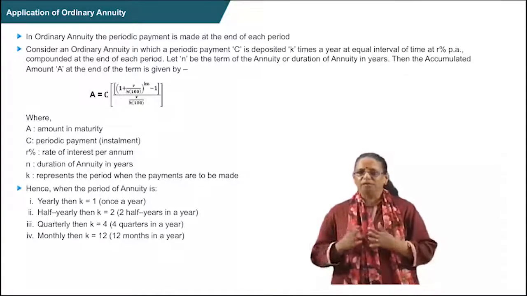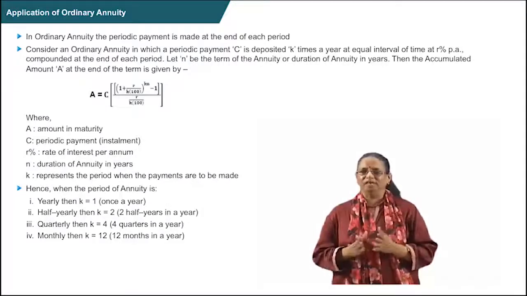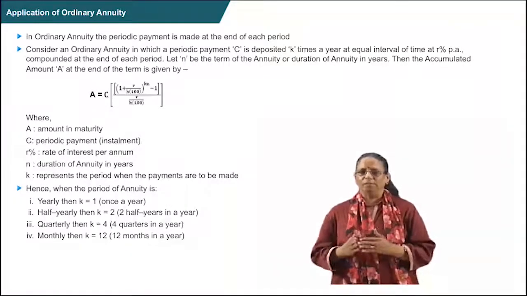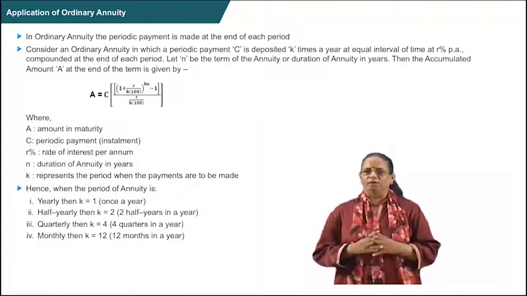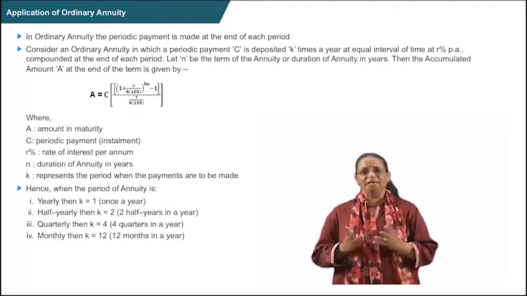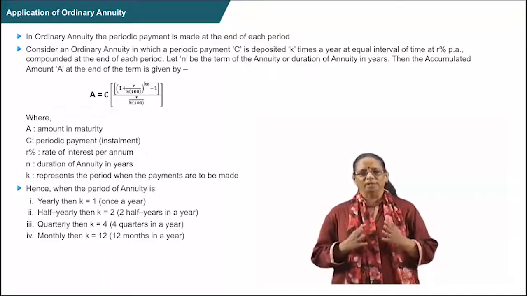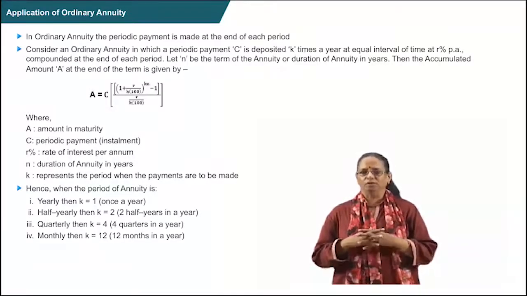When the period of annuity is yearly, then K will be equal to 1. When the period of annuity is half yearly, K will be equal to 2. And when the period of annuity is quarterly, K will be 4. Likewise, when it is monthly, K will be equal to 12.